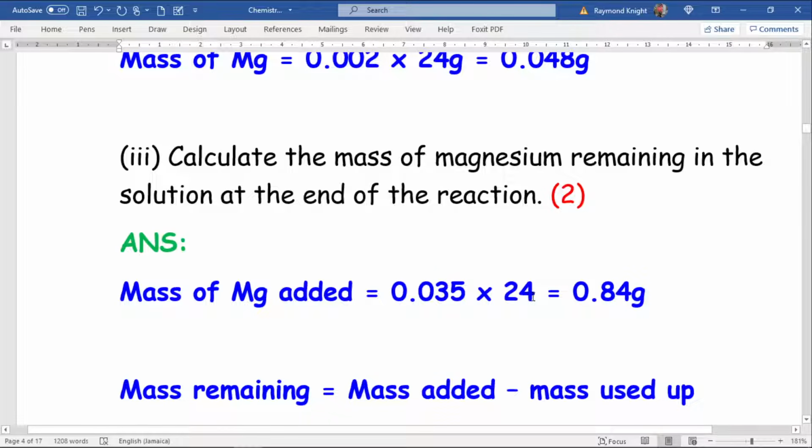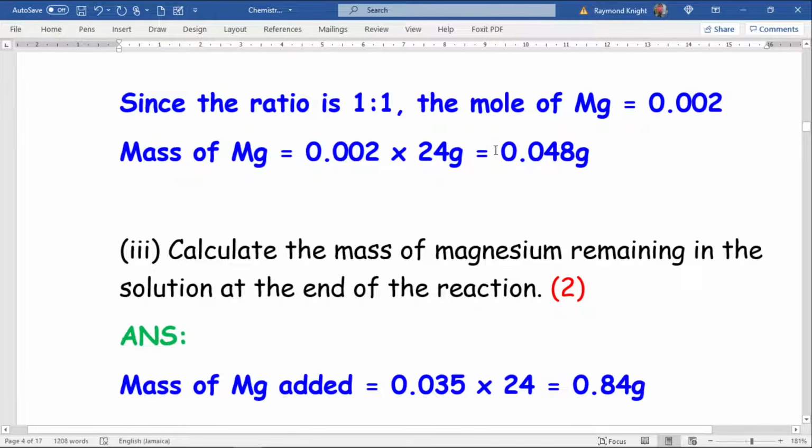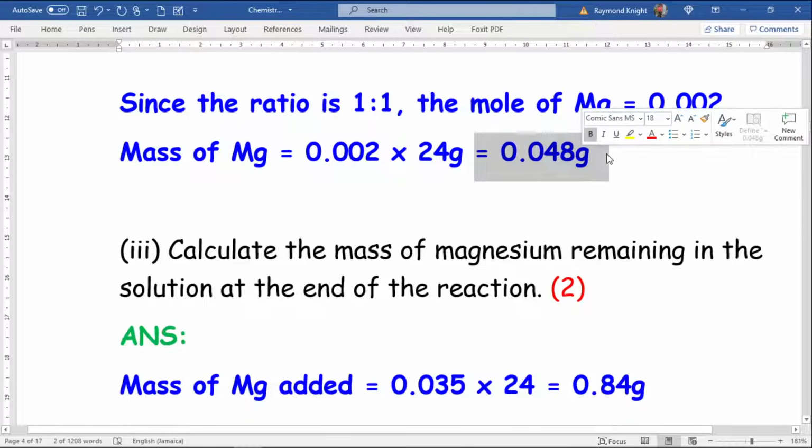0.035 multiplied by the relative atomic mass, which gives us 0.84 grams. That's the total magnesium they add to the reaction. So the mass remaining must be what they added minus what was used up. What was used up is the amount that was used to neutralize the acid. This mass that we calculated here, that I'm highlighting right now, is the mass of magnesium that was used in the reaction.